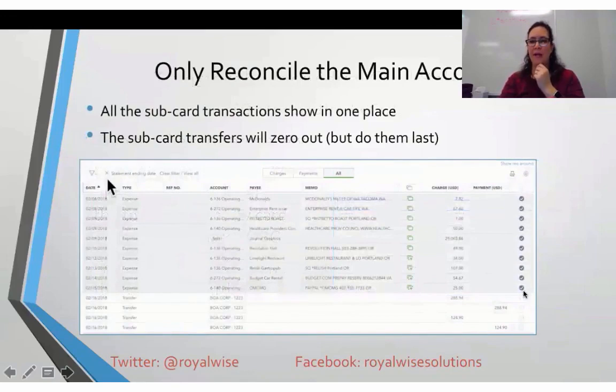Okay, so like I said, here's what that looks like. This is reconciling all the transactions on the statement, and then here are those extra transactions: 288.94, 288.94. So you just check them both off, and that equals 0. And 124.90, 124.90, check them both off, they equal 0.